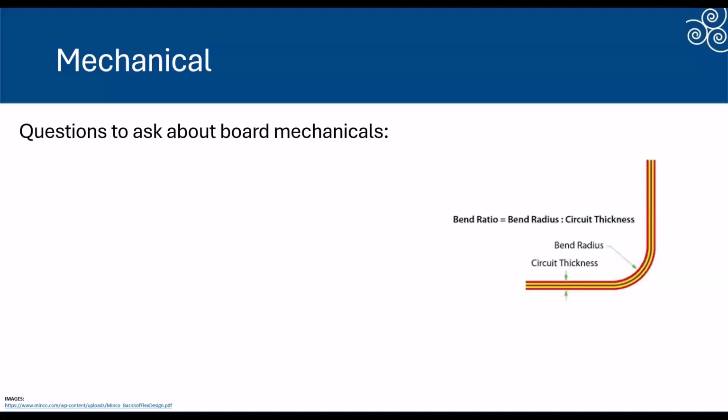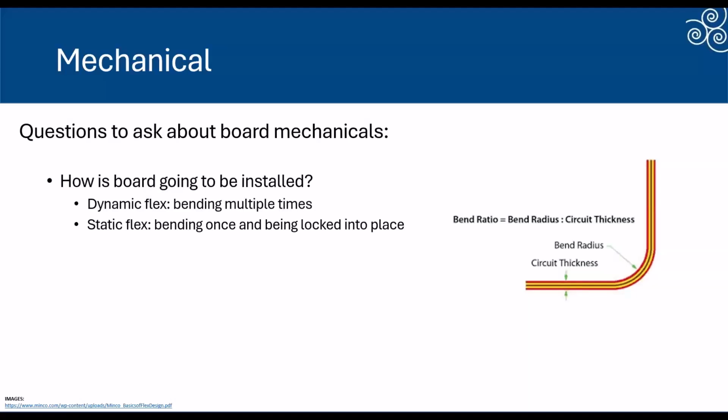Additionally, with mechanical, a few other things to keep in mind is how is this flex going to be installed? There are two really types of installation when you're dealing with flex. There's a dynamic, which means it might bend multiple times. It's not going to be set in stone. But then there's a static flex, which means you bend once, generally lock it into place, and it doesn't move. So if you have a dynamic flex and you know it's going to have to be bent multiple times over and over, you might want to consider making it a bit more robust of a design so that it's less prone to breakage. But when it's a static flex, you might be able to get away with something a little more aggressive since it will be locked into place and not have the extra wear and tear.